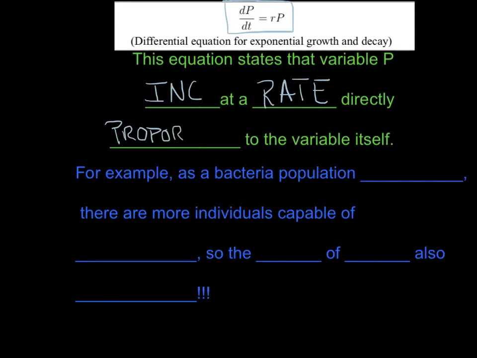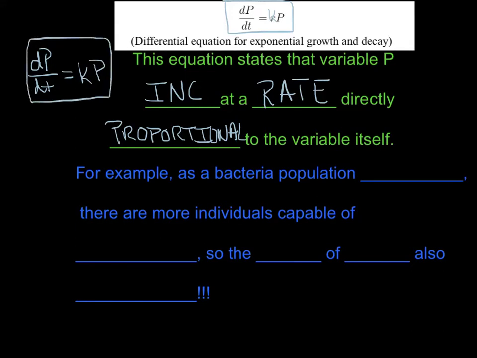Let's see, directly proportional. Now, the only difference between what we had in our notes earlier is I usually don't use the letter R. I would usually say K for directly proportional. So I'm thinking the derivative of capital P with respect to T is equal to lowercase k times capital P. So that's how I would typically write an exponential growth or decay problem.